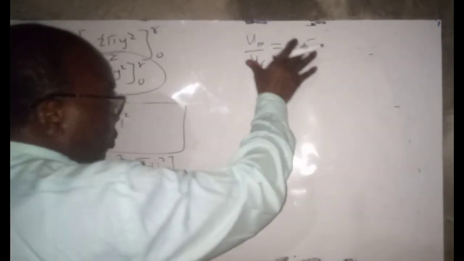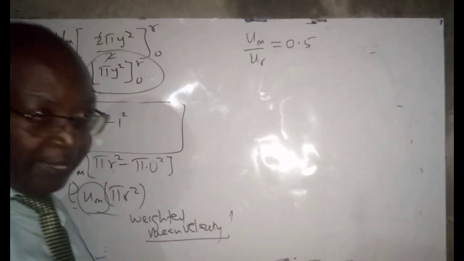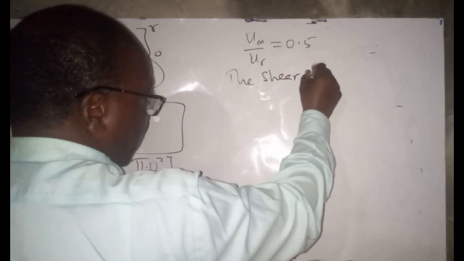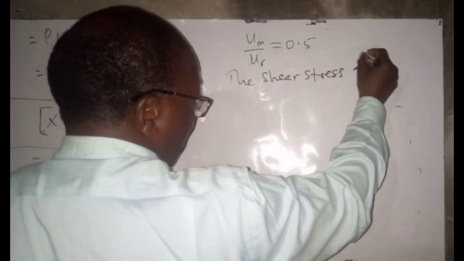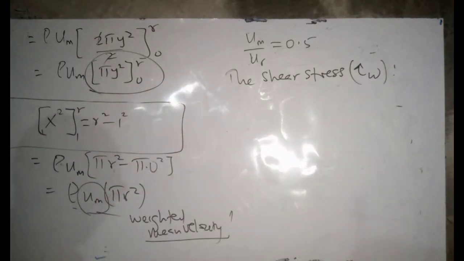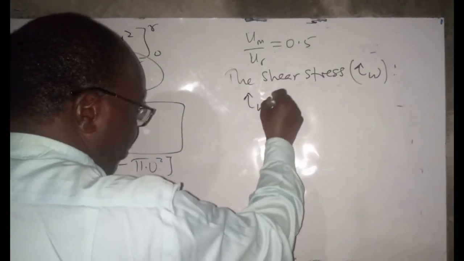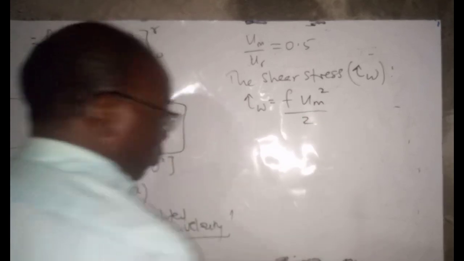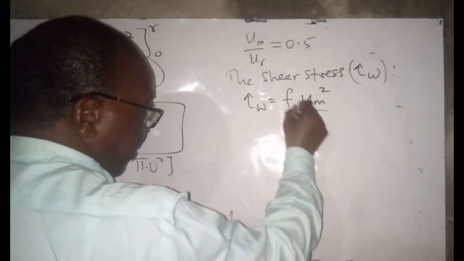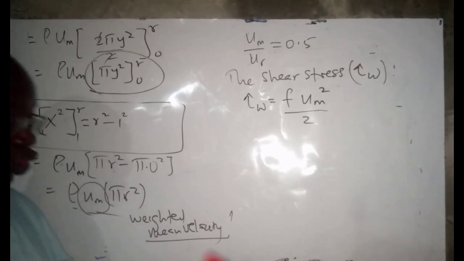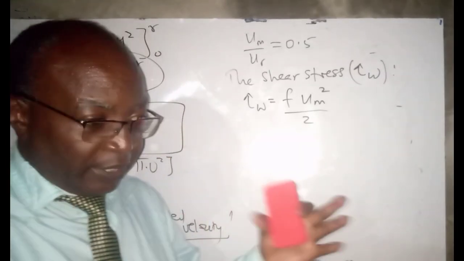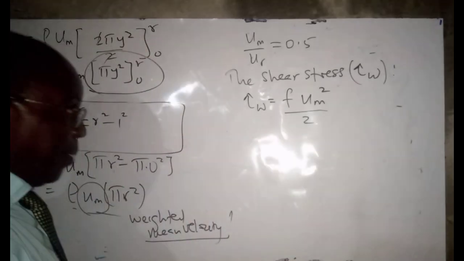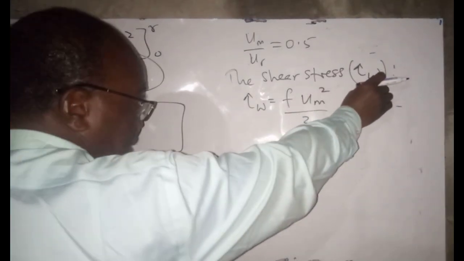Now, to compute the shear stress on the wall, we'll find that the shear stress is m squared over 2. That is, remember, the weighted mean velocity. That's the shear stress. Those are the forces between the fluid and the wall. Don't forget that.